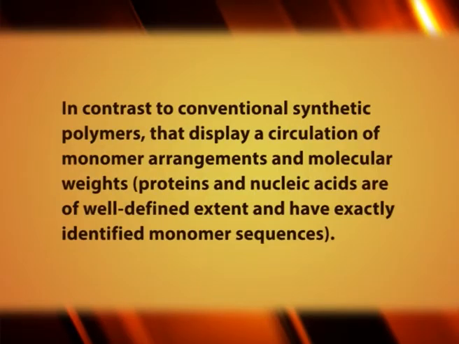Chemosynthetic polymers are usually derived from oil. These are polymers which do not occur in nature as such, and therefore, when they end up in the natural environment, they represent a durable foreign object, since they will not be incorporated into the natural cycle. In contrast to conventional synthetic polymers that display a distribution of monomer arrangements and molecular weights, proteins and nucleic acids are of well defined extent and have exactly identified monomer sequences.